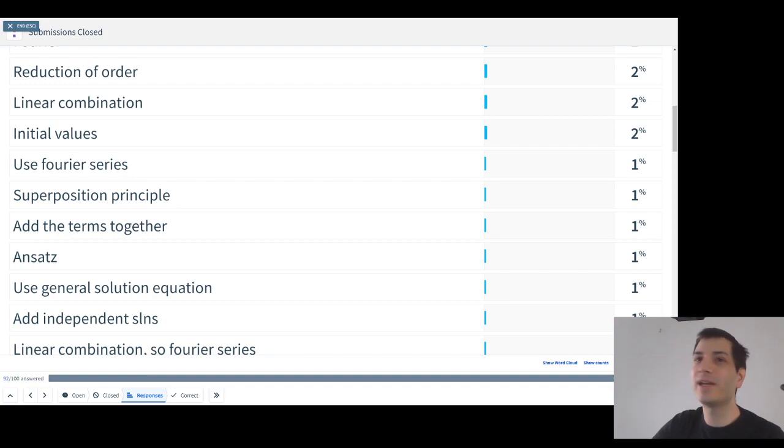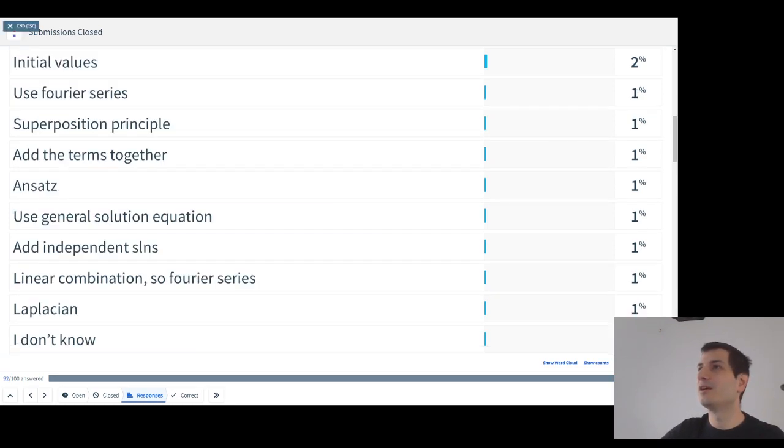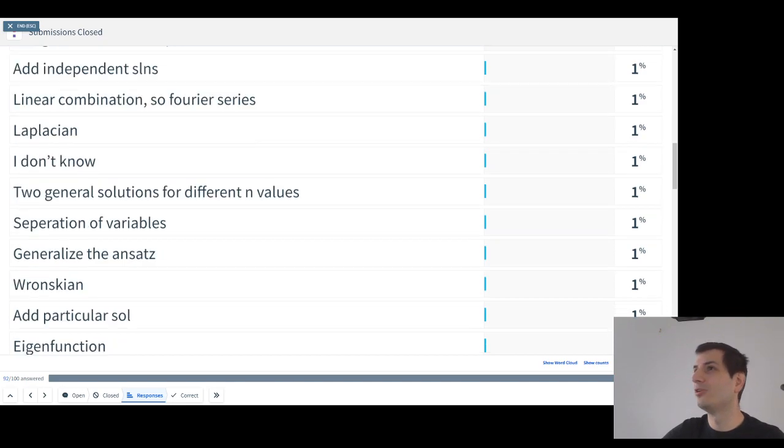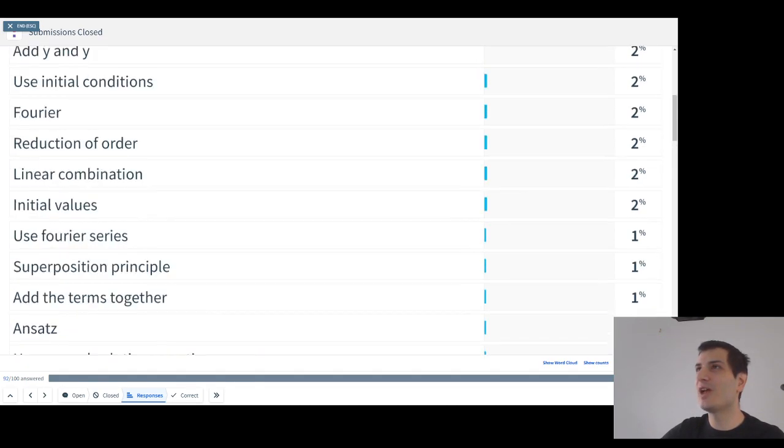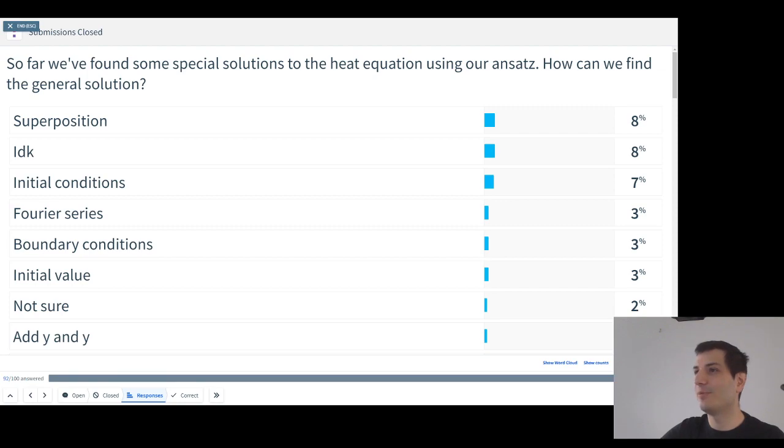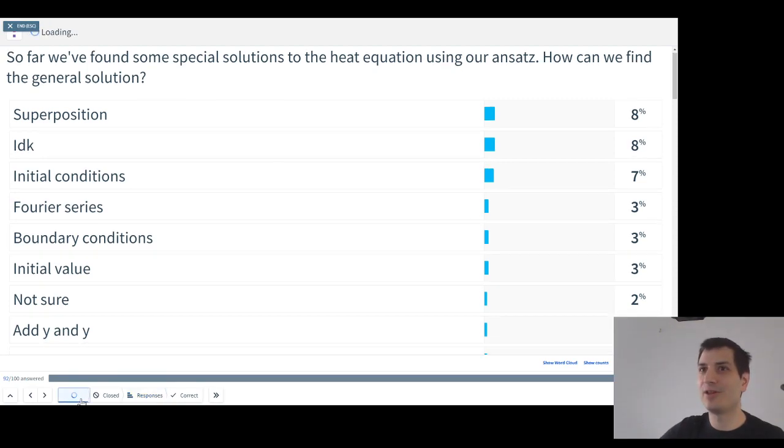So yeah, lots of people are saying initial values. Some people are saying Fourier series. So where is the Fourier series? Fourier series is something about an infinite sum. Where is that here? That's what you should be asking yourself. Okay, so some people are on the right track. I'm going to open it up one more time and let you guys think for another minute or so.